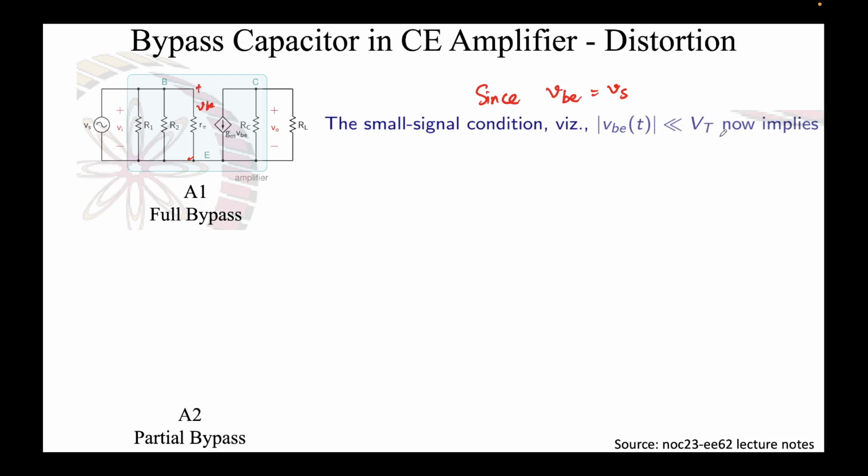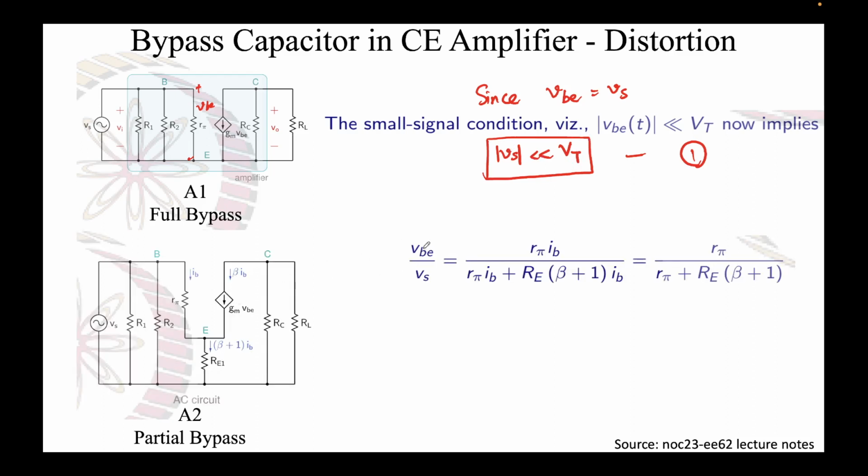The VT is also known as kT/q. So from this we can see that VS should be less than VT. This imposes a restriction on VS. To avoid distortion, the magnitude of your input signal should be much smaller than VT. So let's see if there are some restrictions being imposed in case of partial bypass or not.